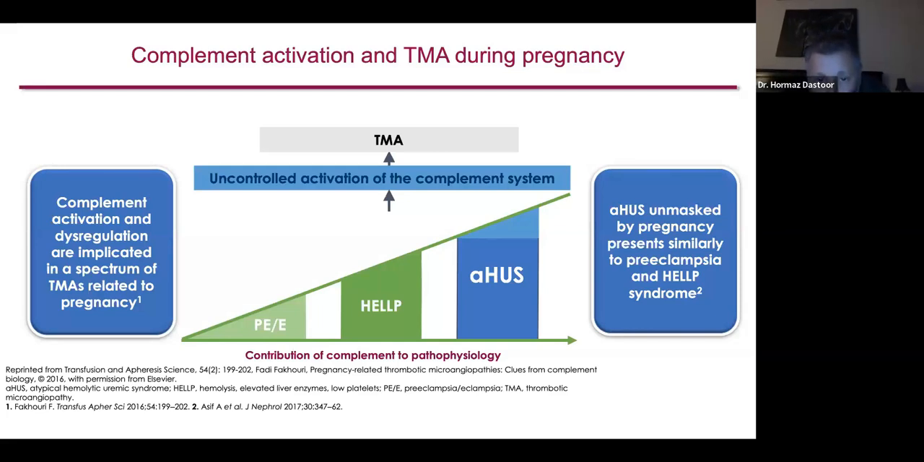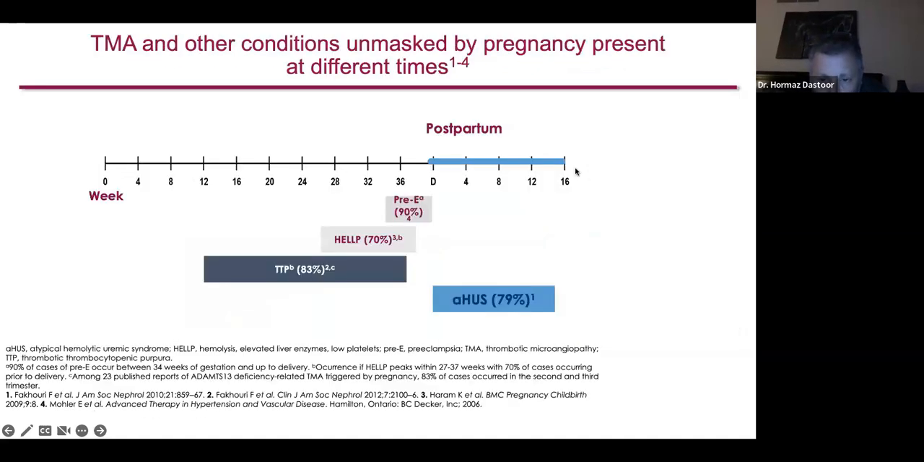But actually what these patients had was an activation of their complement system, which resulted in AHUS, and then proceeded to damage their kidneys, resulting in end-stage kidney disease. So here you can see the time course of these diseases.